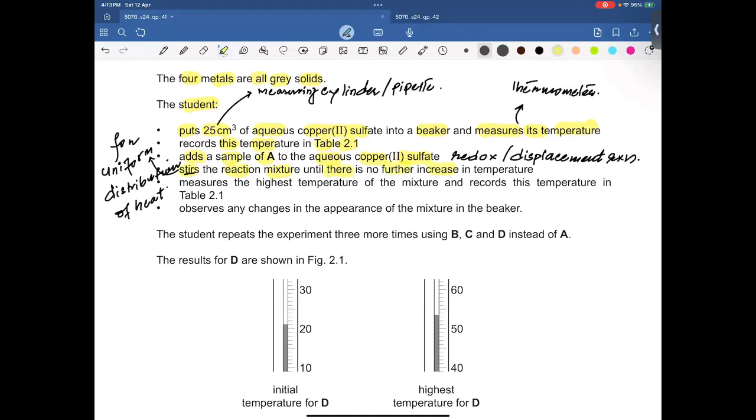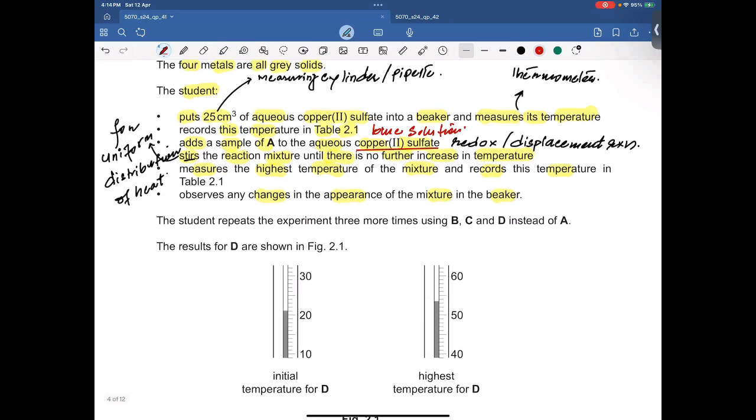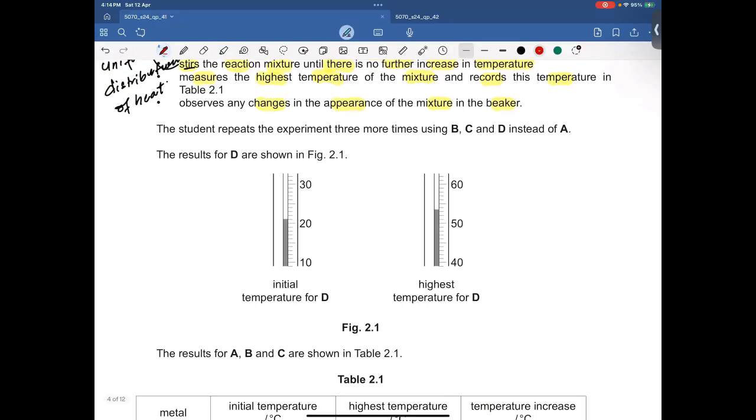Until there is no further increase in temperature, measure the highest temperature of the reaction mixture and record this temperature in the table. Observe any changes in the appearance of the mixture in the beaker. Obviously, copper sulfate has a blue solution. So when copper sulfate undergoes reaction, its blue color fades away. And obviously, copper metal is produced, so it is a pink brown solid. That's the observation.